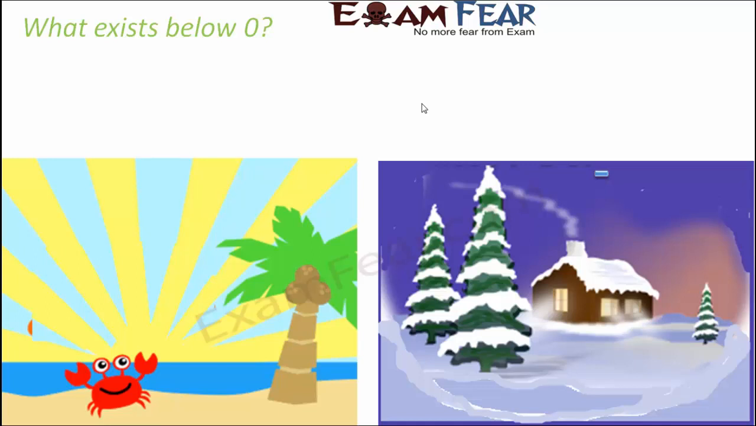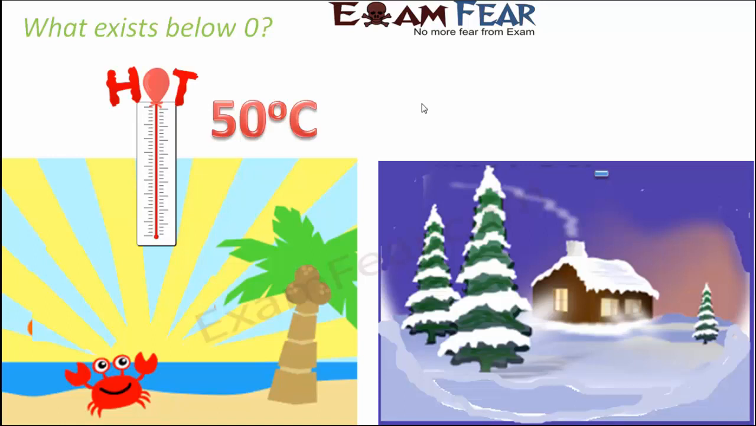Now, on a hot summer day, how is the temperature? The temperature can go as high as 50 degrees Celsius. Especially in cities like Delhi, sometimes the temperature actually goes even beyond 50 degrees Celsius. So this is the temperature during a hot sunny day in summer.